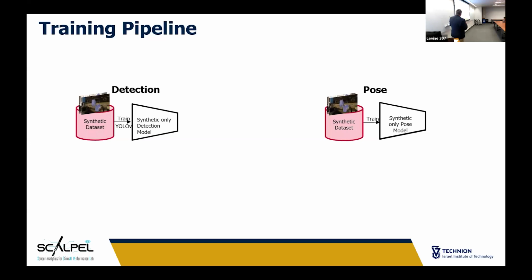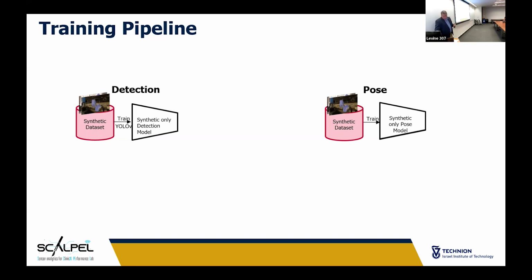And in order to overcome this gap where we're learning on synthetic data and testing it on real data, we developed this pipeline of using the system to improve itself. Actually using the system to generate pseudo labels and then let it improve itself.